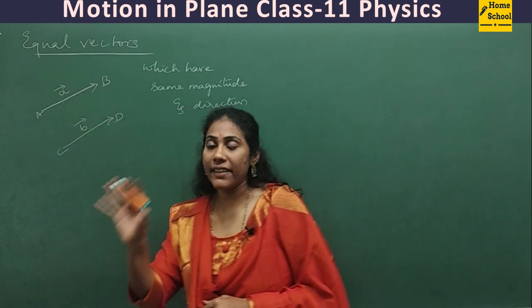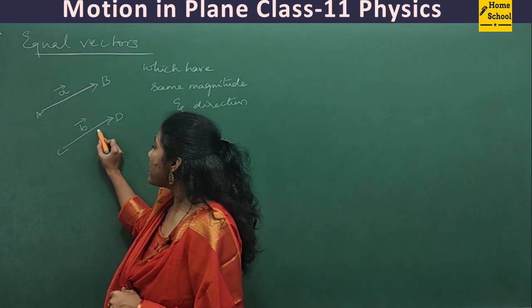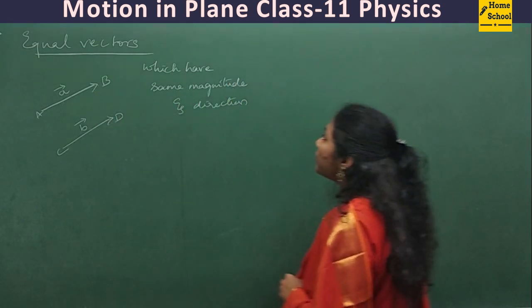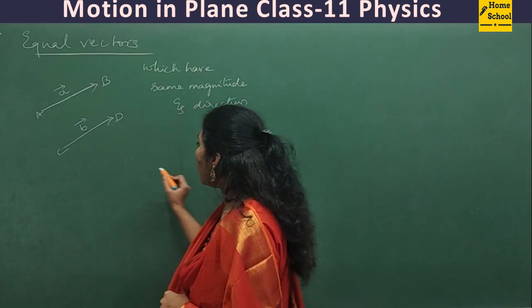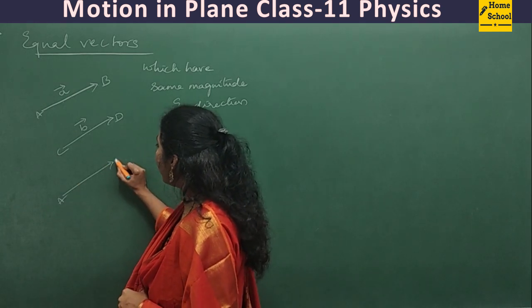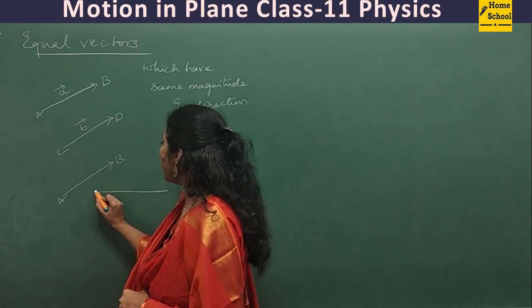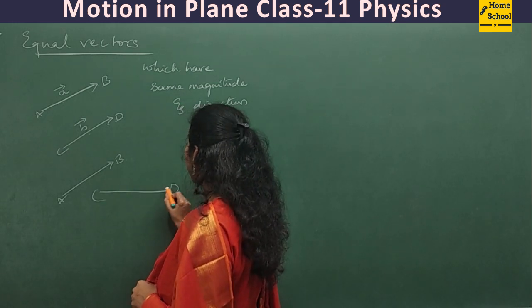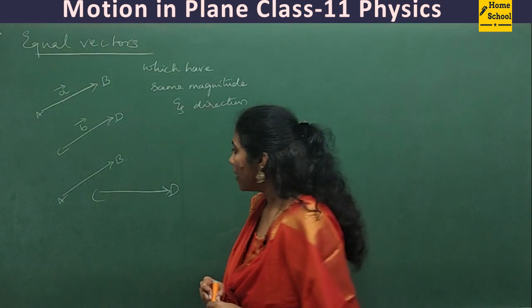Its length of that arrow. Okay, normally speaking, two vectors which have the same magnitude and direction are called equal vectors. Now just observe this. This is your AB vector, and this is your CD vector. Can you call them equal vectors?